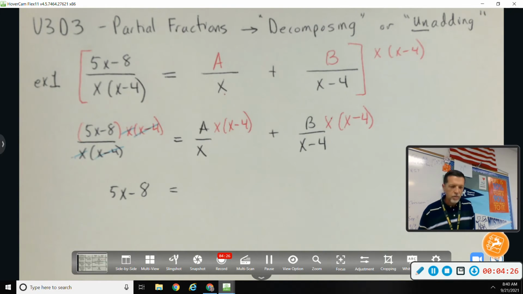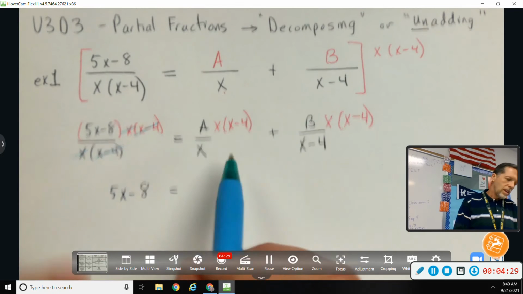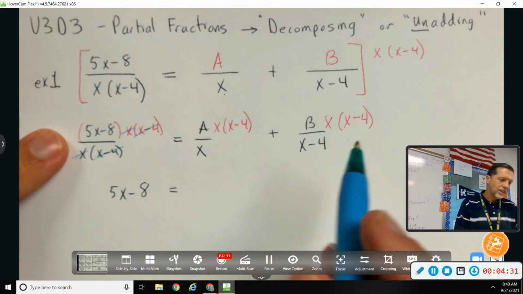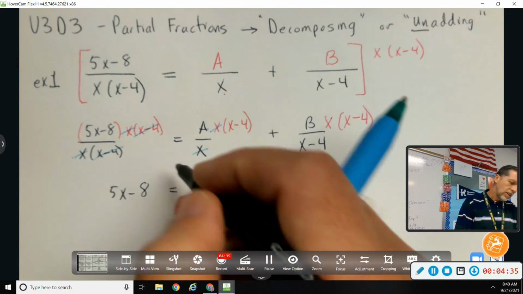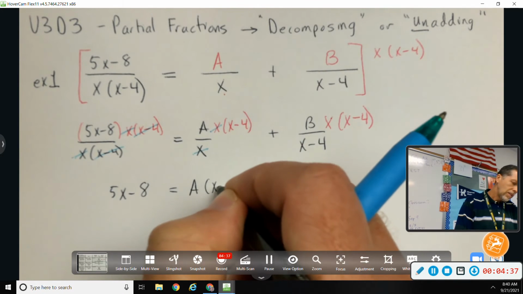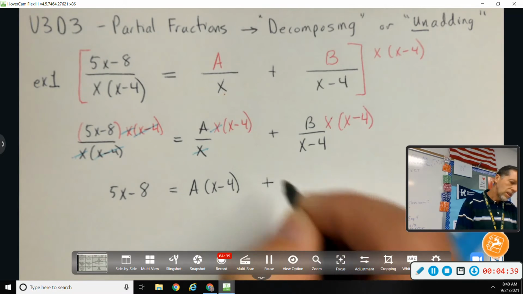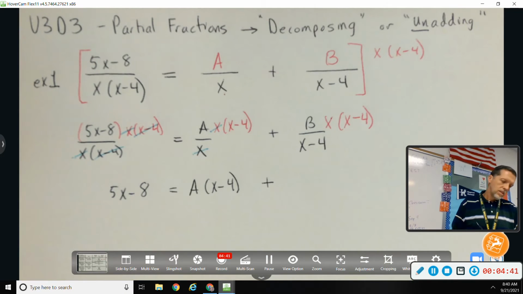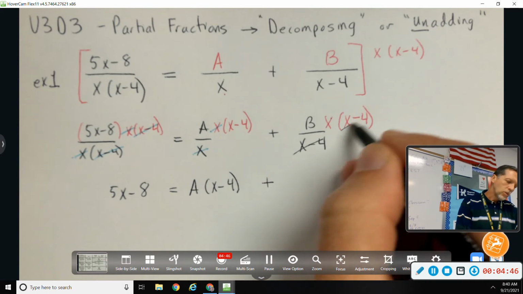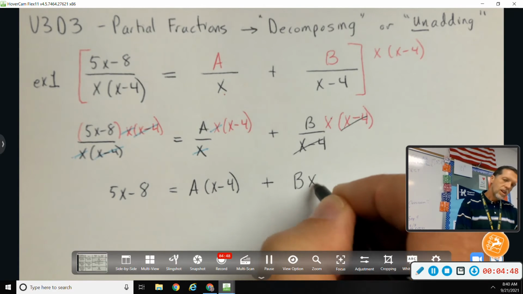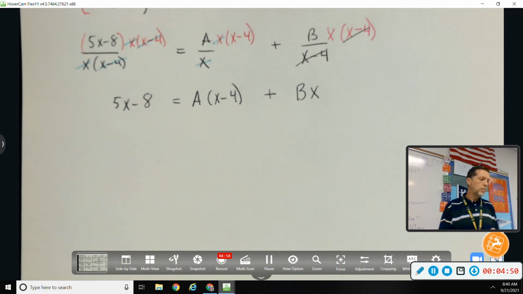On the right, we're going to have to be a little more careful. Again, if you write out this step, it's not hard to see that for this one, the x's cancel. So that leaves a times x minus 4. And for the second term, the x minus 4's cancel, and we're left with b times x.